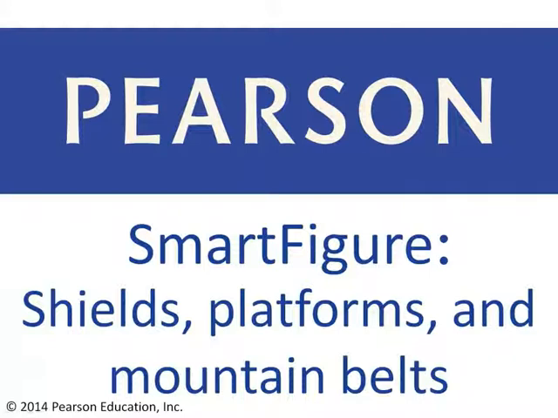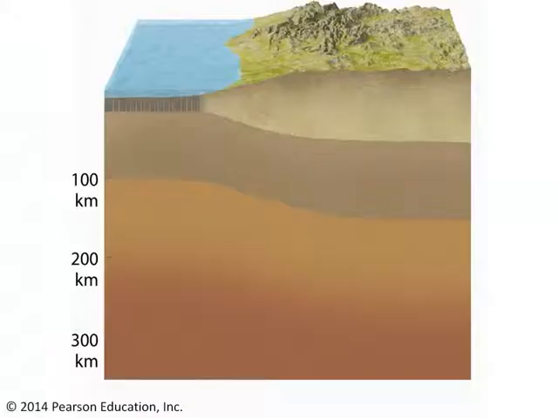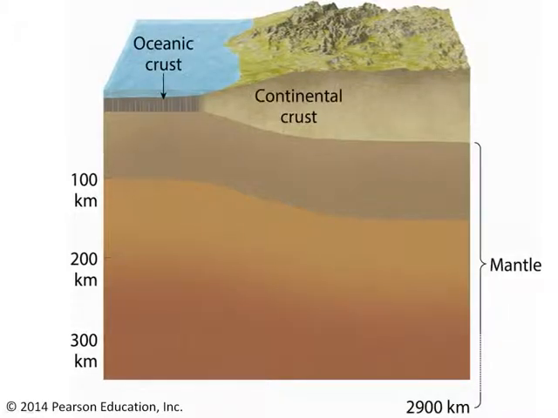After watching this video, you should be able to describe the four major pieces that make up continents. You'll recall from your textbook and also from other Smart Figure videos that there's two basic kinds of crust on Earth. That's the continental crust and the oceanic crust. The continental crust is overall thicker and more buoyant, while the oceanic crust is thinner and denser. And wherever crust occurs, it overlies the mantle.